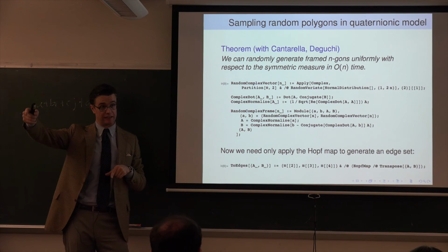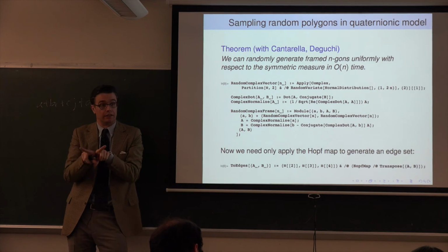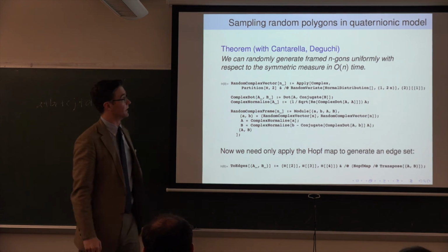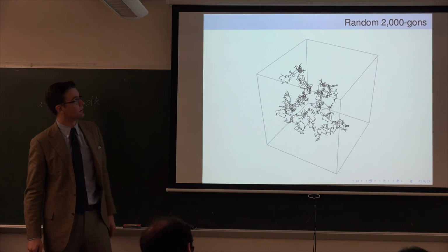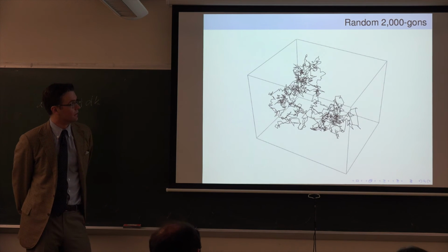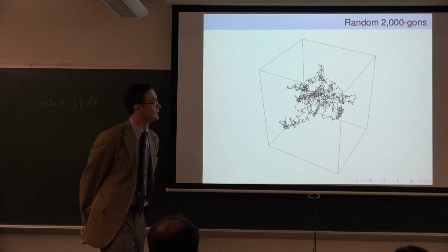Well, everything I just described takes linear in n time. Generating an n-dimensional Gaussian takes linear in n time. Doing Gram-Schmidt is linear in n. And so the whole thing is linear time, which is as good as you could possibly hope for. And so when you do this, here's some random 2,000-gons. And I showed you earlier a random 3,500-gon.